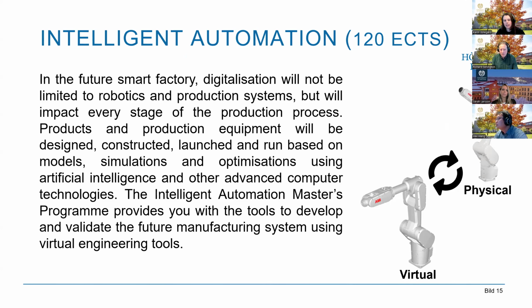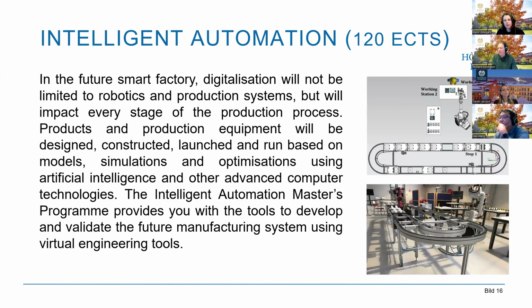The Intelligent Automation Masters Program looks at all of these different topics. We look at modeling, we look at simulation, we look at optimization, we look at artificial intelligence, mostly in the context of production systems. And we are looking to also validate these manufacturing systems using virtual tools. So this is moving towards the digital twins. So we look at the question of the virtual components and how they relate to the physical components. This can either be at the level of an individual robot or at the production cell level, or indeed up to the production line level.